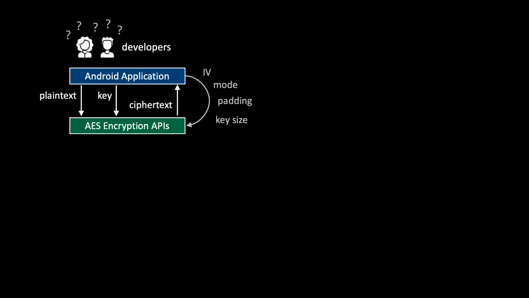Configuring these parameters is critical for the security of the app, but it requires some expertise in cryptography that app developers don't always have. When these parameters are misconfigured, we say that the corresponding cryptographic APIs have been misused.